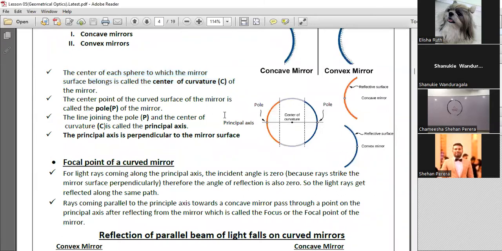The center of the curved surface of the mirror is called the pole of the mirror. Hold on. The center point of the curved surface of the mirror is called the pole of the mirror, right?